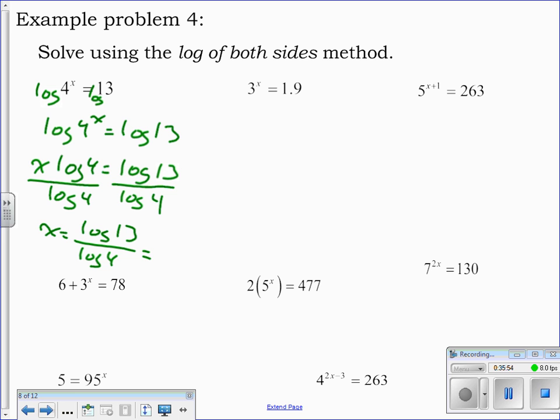And you get 1.850. I want 3 decimal places, truncated or rounded. Do that. Make sure you get that number on your calculator. You have to know how to do this. You cannot solve these problems without taking logarithms on your calculator. You can't. It's impossible. It's like sucking a Cadillac through a straw. You just can't do it.